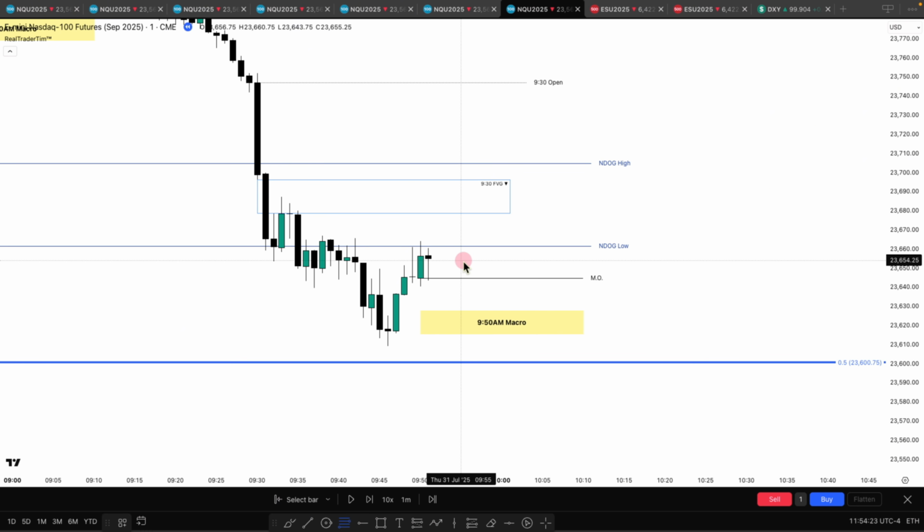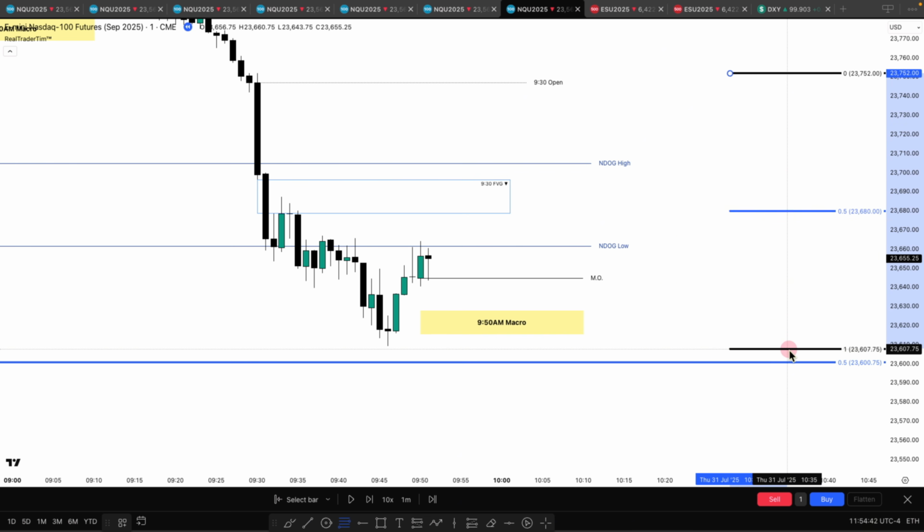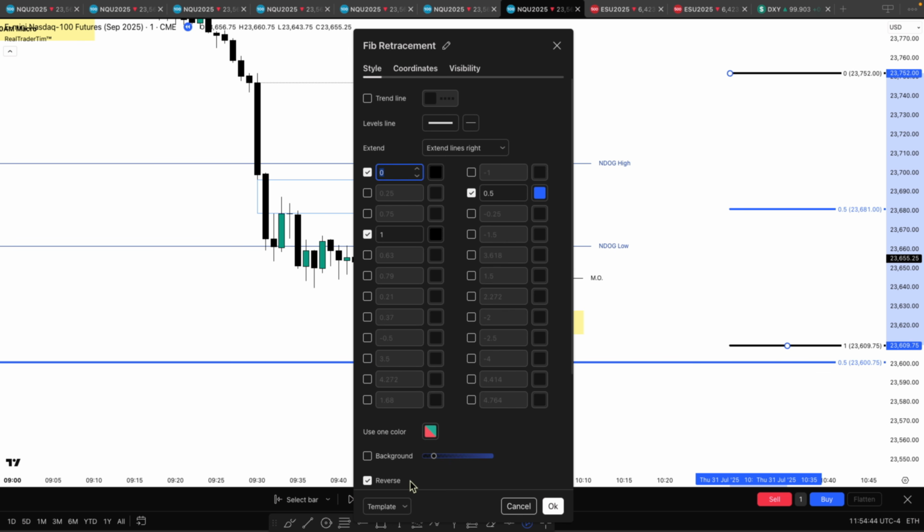So if we're looking at a potential continuation back down to equilibrium down here and the opening range low, where do we want to see price go first if we're looking for a setup? Do we want to see it just go all the way down there? No, of course not. Okay, so we want to see a retracement to a dealing range. So if I take the opening range high and the opening range low, I'm going to do this.